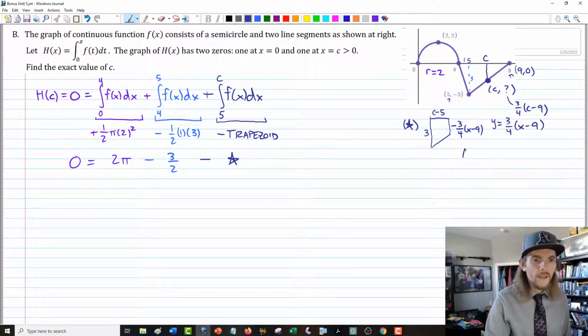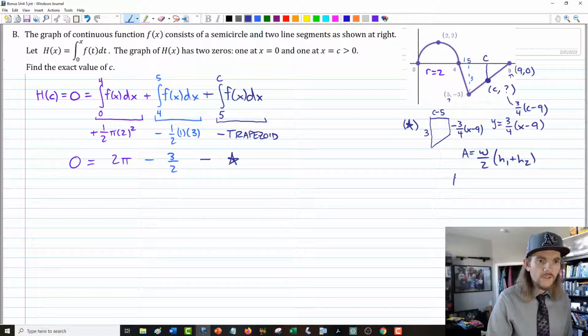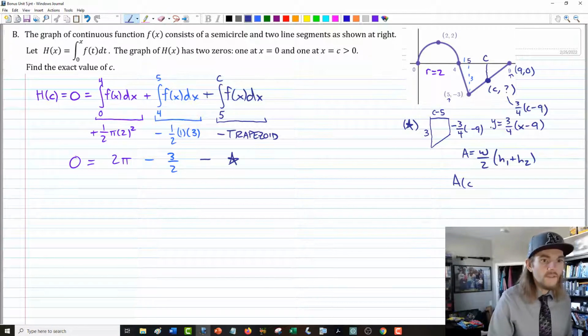Having said all that, though, the area of a trapezoid, at least in this configuration, will be width over 2 times height 1 plus height 2. So the area of our trapezoid, oh, shoot, I made a mistake there. I apologize. This should be in terms of C. Like we're saying the value at C, so we'll plug it in. So the area as a function of C will be our width, which is C minus 5 over 2. I'll even put that in parentheses for the moment. And then height 1 plus height 2.